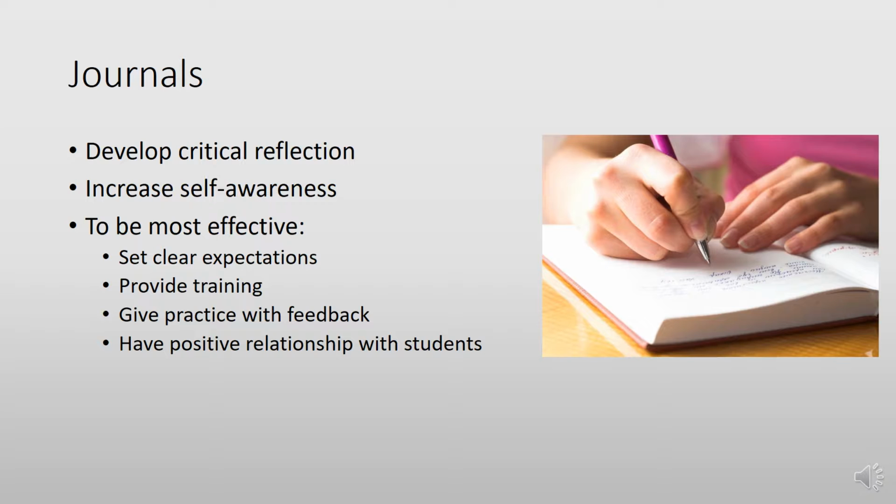To be most effective for journals, the professor needs to set clear expectations of what they want to see in the journals. They may need to provide training to students who haven't journaled before. It's important to give practice with feedback, which our professor is very good at doing very promptly, and it's very helpful to the student to be able to know if they need to make any adjustments. And it is also important for the professor to have a positive relationship with the students if journals are going to be most effective.